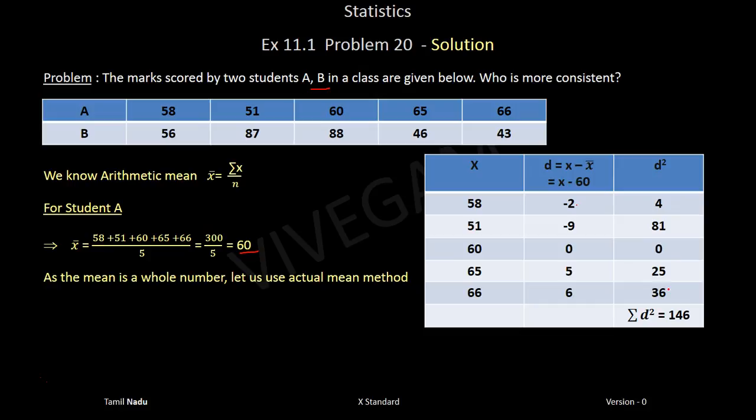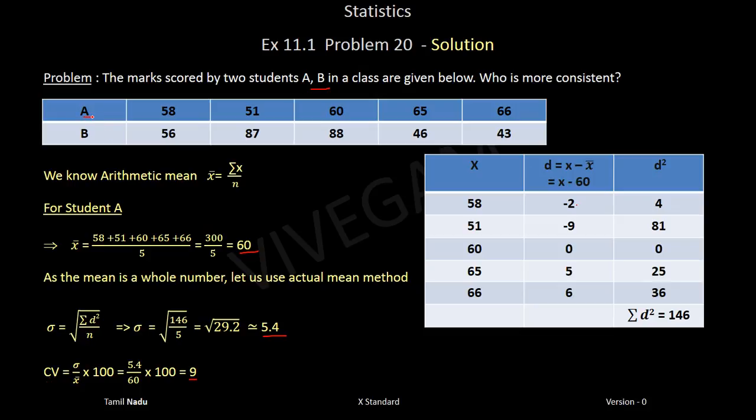And sigma d square, you add up all this column. That is 146. So the standard deviation is the square root of sigma d square by n, which is 146 by 5, that is root of 29.4, which is approximately 5.4. You have to do the calculation: take log of 29.4, divide it by 2 and then take anti-log. So the coefficient of variation of student A is sigma by x into 100, that is 5.4 by 60 into 100. This will be 540 by 60, which is 9. So 9 is the coefficient of variation for student A.